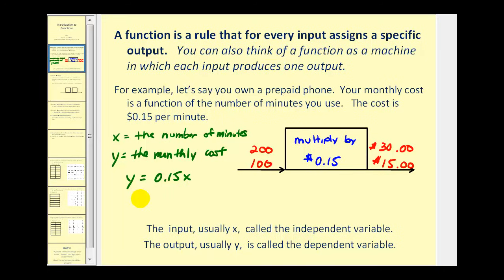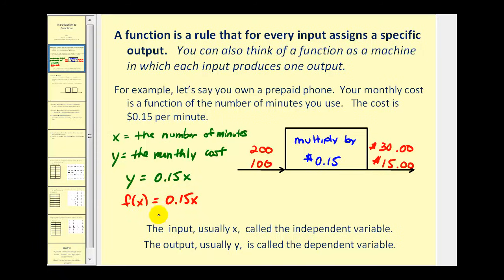However, when working with functions, we usually use something called function notation, which means instead of writing y equals 0.15x, we can write f of x equals 0.15x. So f of x is equal to y, and this notation here is used to show the relationship between the input and the output is a function.